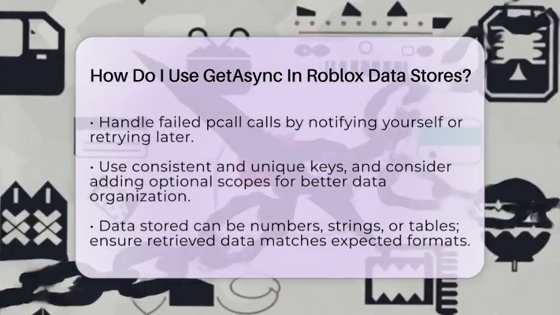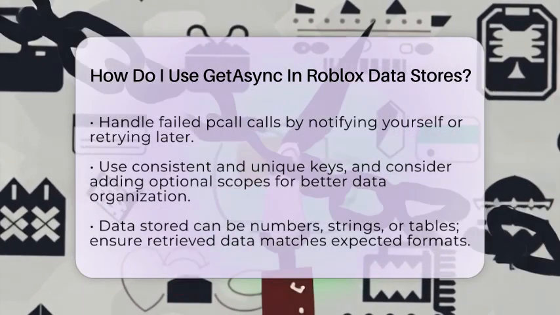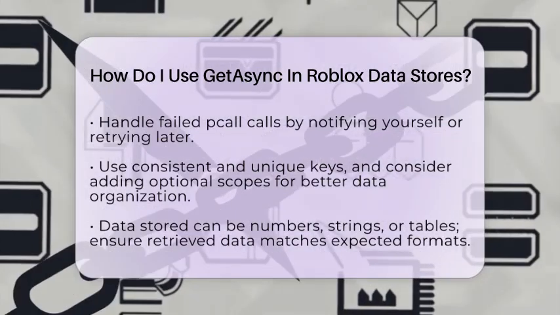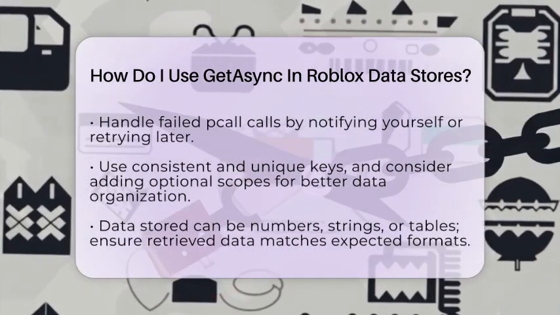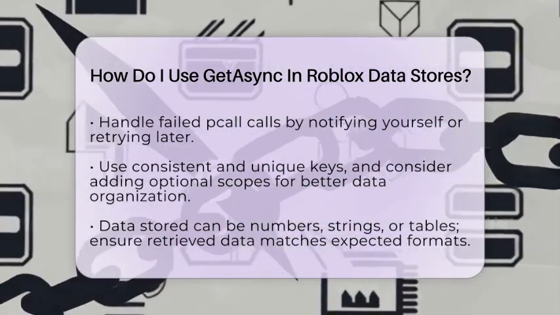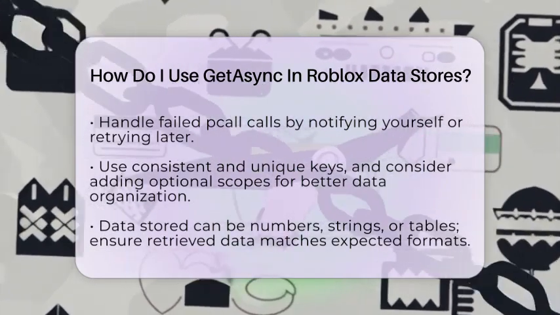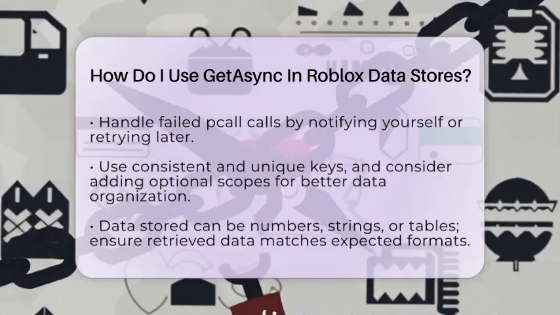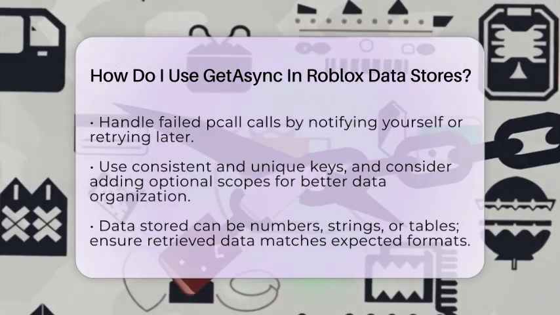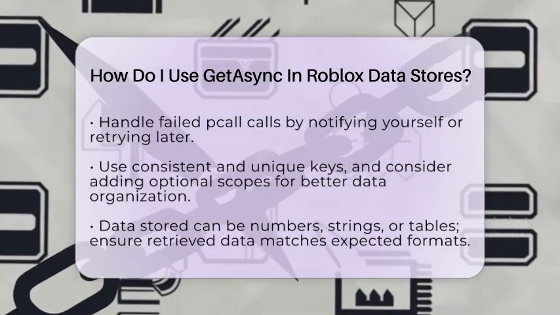Here's a simple example. When a player joins, you run pcall to get their data with GetAsync. If successful and data is there, you set their stats accordingly. If no data is found, you initialize their stats to default values. If the call fails, you can warn or notify yourself to try again later.